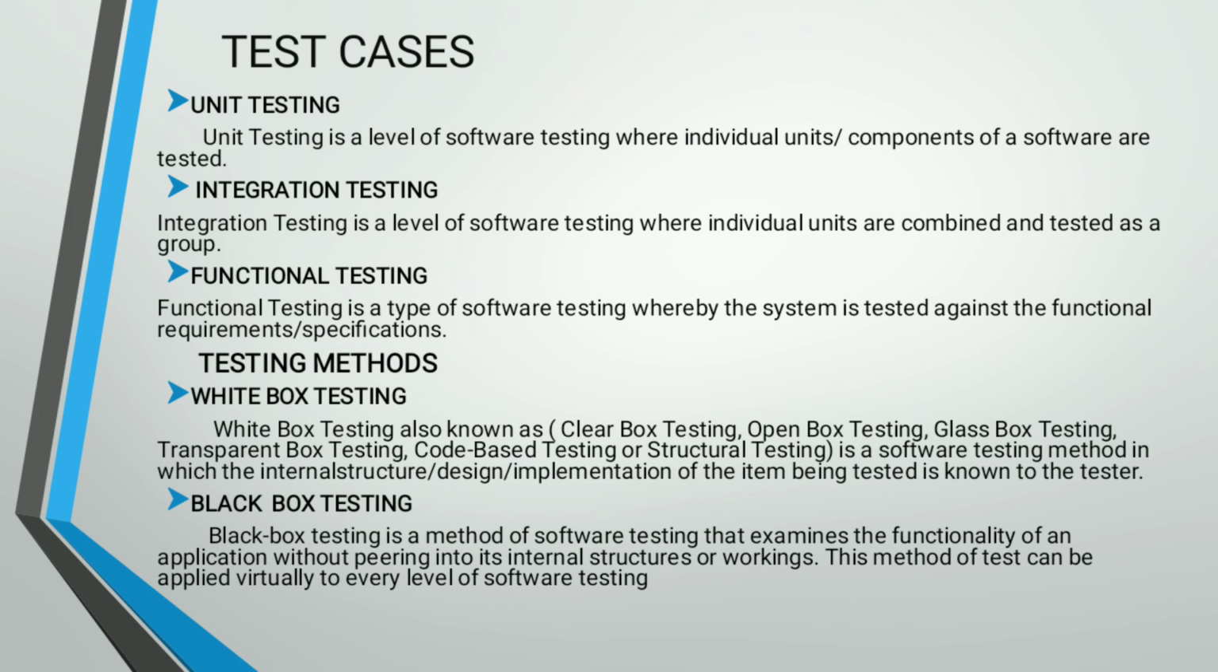White box testing is also known as clear box testing, open box testing, glass box testing, transparent box testing, etc., which is a software testing method in which the internal structure, design, and implementation of the item being tested is known to the tester. Black box testing is a method of software testing that examines the functionality of an application without peering into the internal structure or workings.